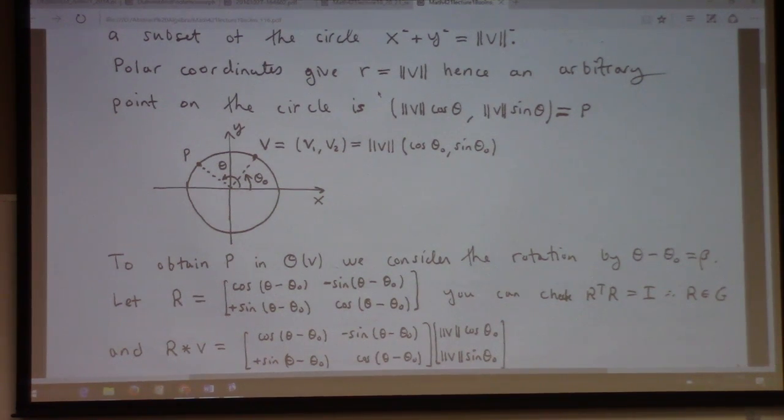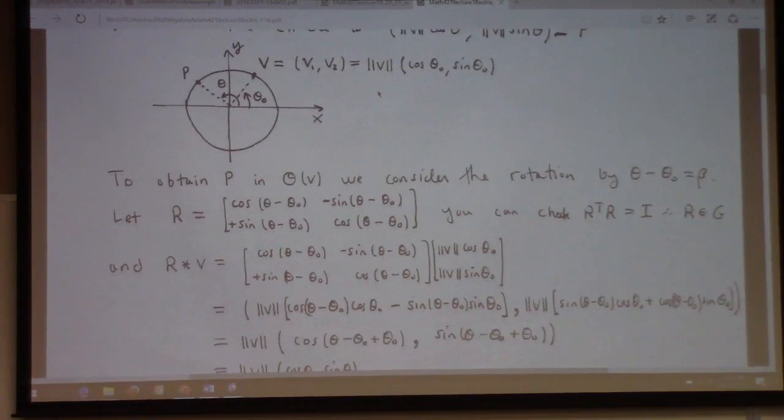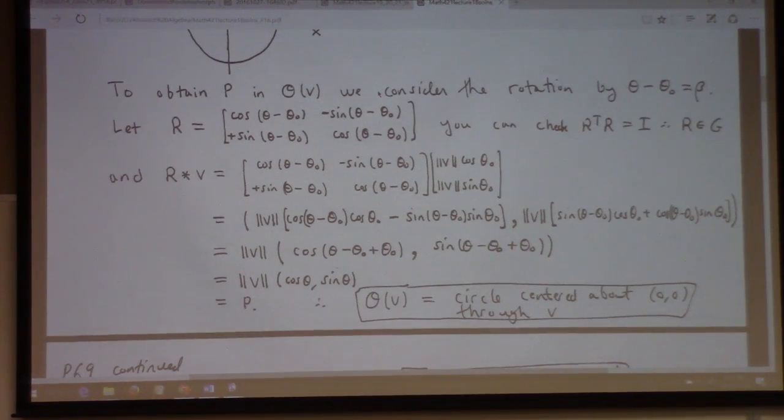And so I'm geometrically motivated to write this rotation down. And you can see it works because of the angle addition formula. There it is. So I can map to P. And so that gives you that the orbit is a circle centered about the origin through V.